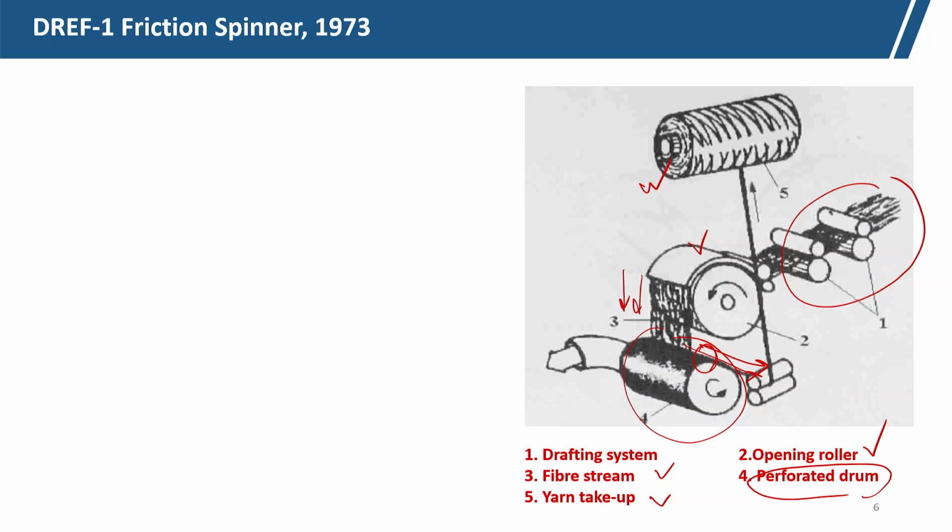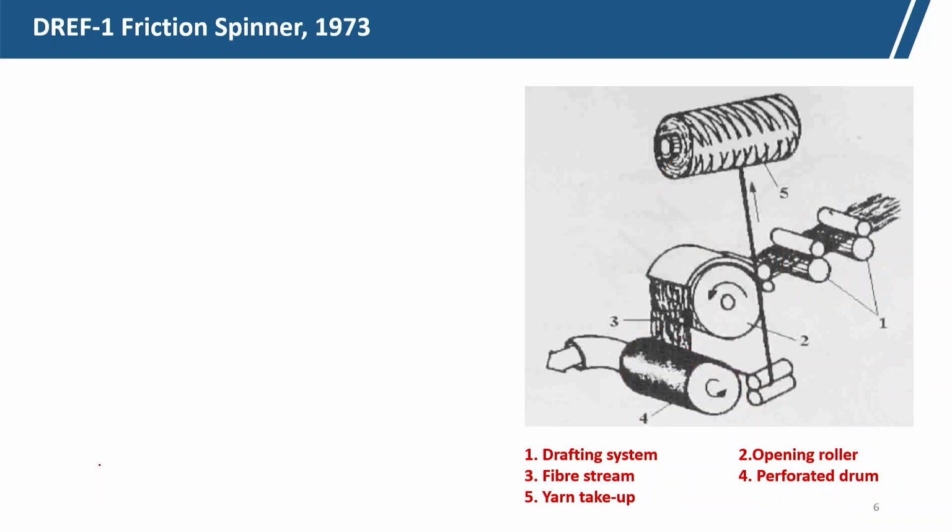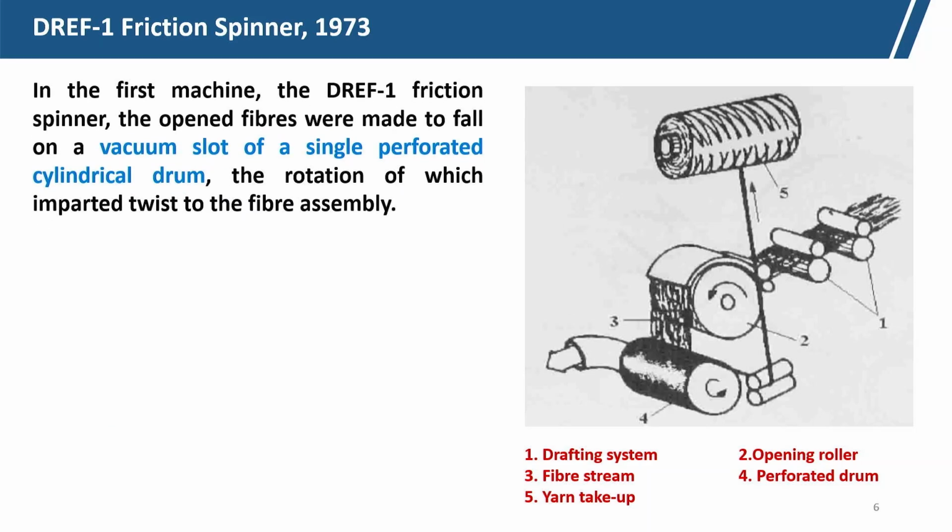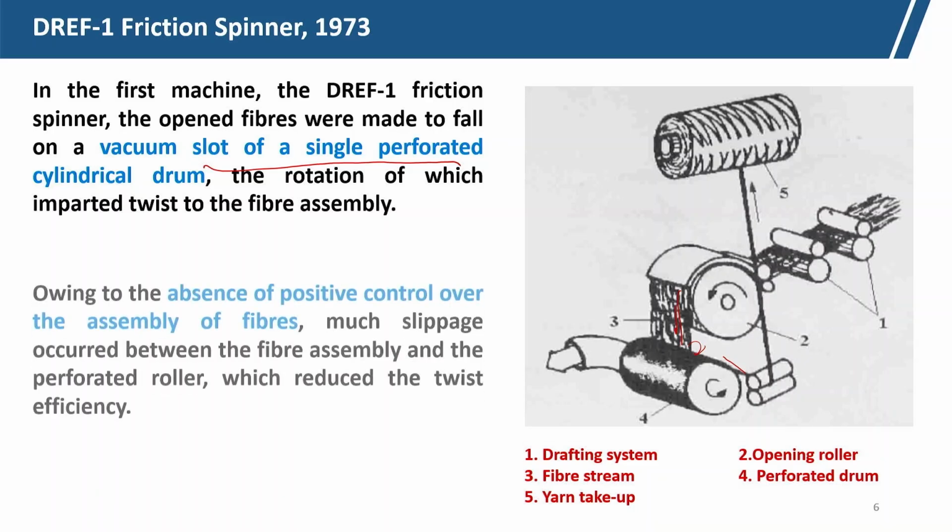This is the principle of Dref 1's friction spinning. This is the first friction spinner, where in the Dref 1 the opened fibers were made to fall onto the vacuum slot of a single perforated cylinder. So, it will fall on that single perforated drum, the rotation of which imparts the twist in the fiber assembly. So, due to this rotation there will be twist inserted in the fiber assembly.